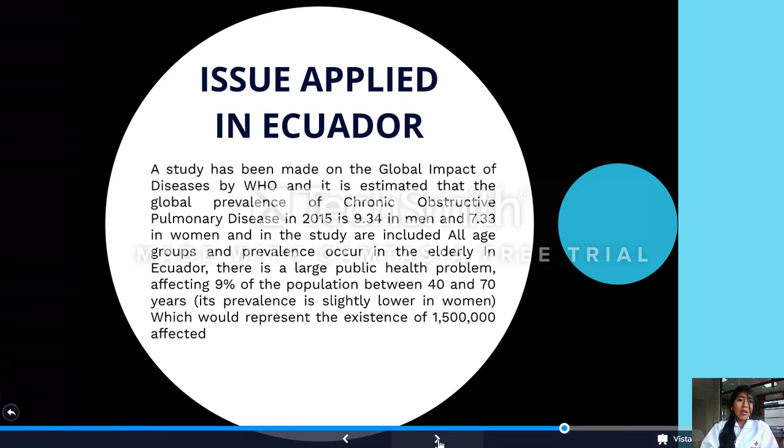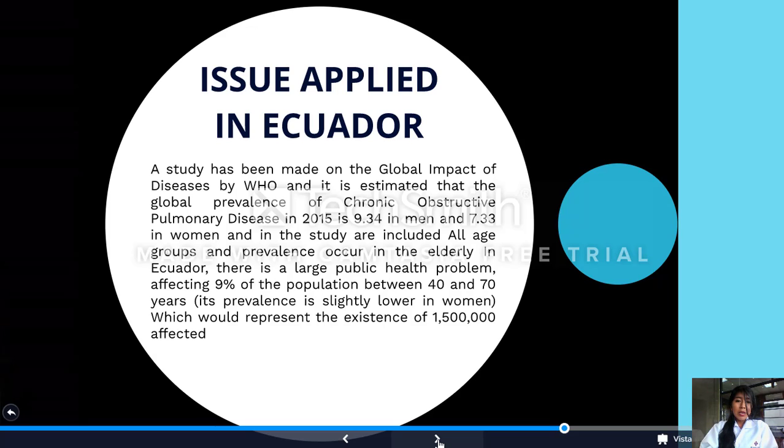In Ecuador, a study has been made of the global impact of the disease, and it is estimated that the global prevalence of chronic obstructive pulmonary disease in 2015 is 9.34 in men and 7.33 in women, and the study includes age groups, and prevalence occurred in the elderly in Ecuador.